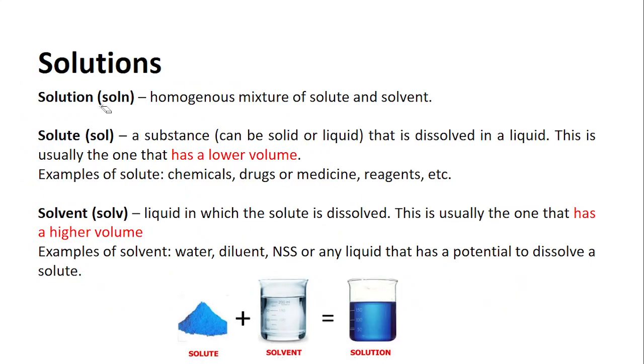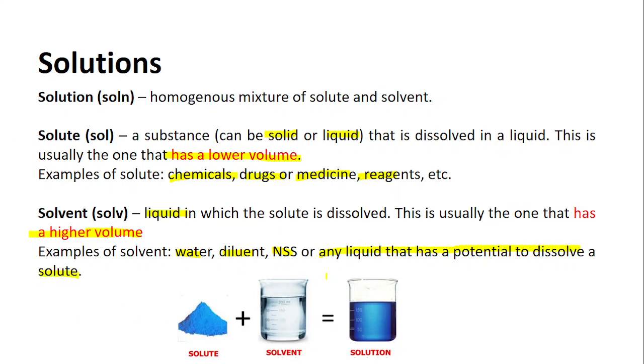Okay, next, solutions, class. So, a solution is a homogeneous mixture of solute and solvent. A solute is a substance which can either be solid or liquid that is dissolved in a liquid. This is usually the one that has a lower volume. Examples are chemicals, drugs, medicine, or reagents. A solvent, on the other hand, is a liquid in which the solute is dissolved. This is usually the one that has a higher volume. Examples are water, diluent, NSS, or any liquid that has a potential to dissolve a solute.